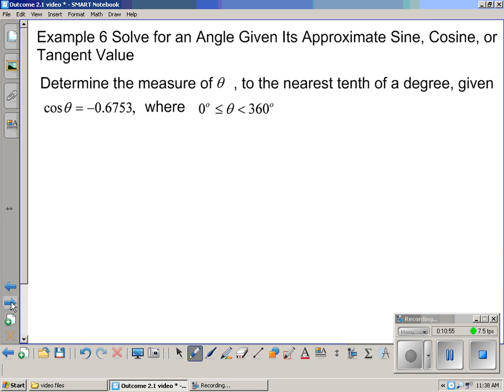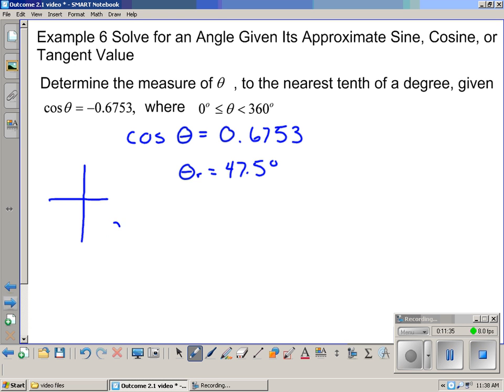This is our last example. It says determine the measure of theta to the nearest tenth of a degree. So tenth of a degree means we're looking for an approximate value, means that you're going to use your calculator finally for this one. Given that the cosine of theta is negative 0.6753, you're going to use your calculator to calculate the inverse cosine. If we put in 0.6753, we end up with a reference angle of 47.5 degrees.